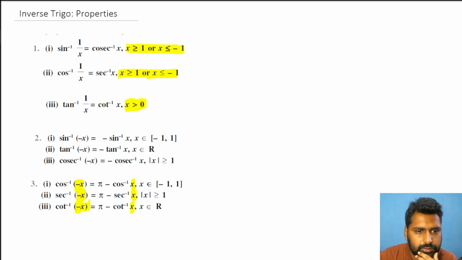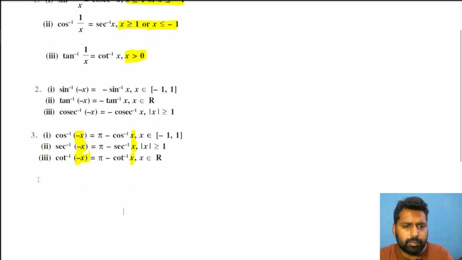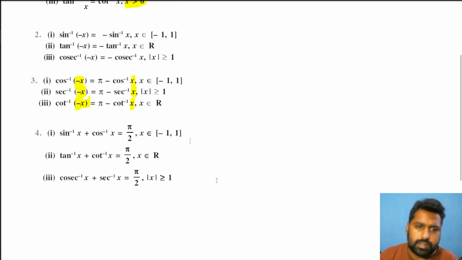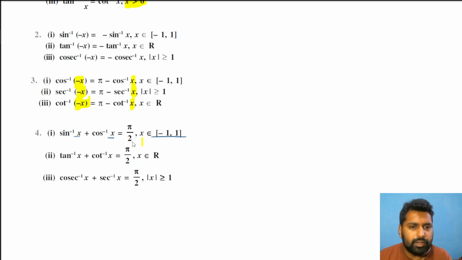All right. Then one very important property, I'll say, this is something that you have to learn. This is basic. The first proper property that we have to learn is the fourth one: sine inverse plus cos inverse x is always pi/2, tan inverse plus cot inverse x is always pi/2, sec inverse plus cosec inverse is always pi/2. This is true for x belongs to -1 to 1, because you have to give a proper value of x.